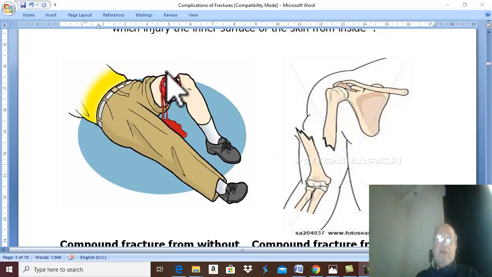Therefore, there are two types of compound fracture. Compound fracture from without: external trauma leads to injury of the outer surface of the skin, then fracture of the bone with introduction of microorganisms, and this is called compound fracture from without. A fracture leading to injury of the inner surface of the skin is called the fracture from within.